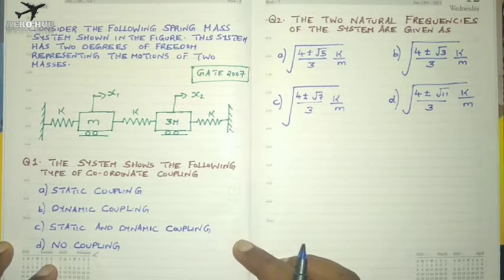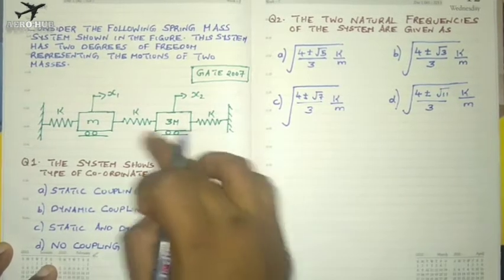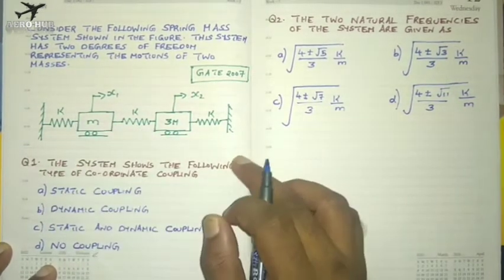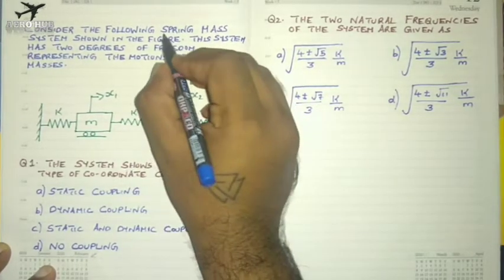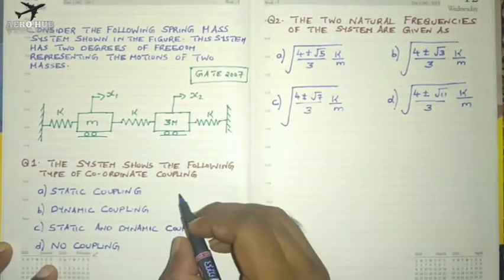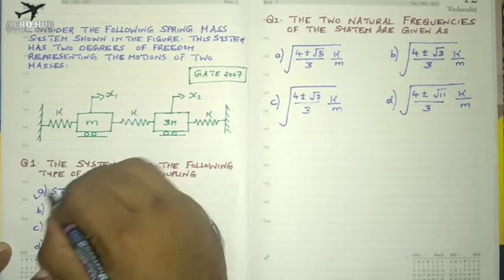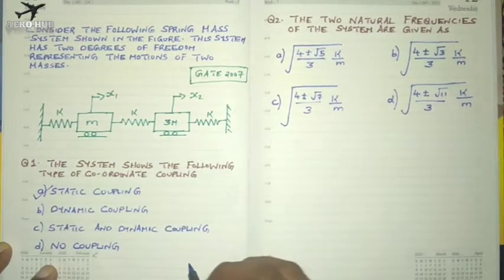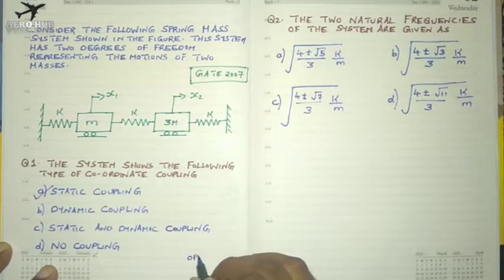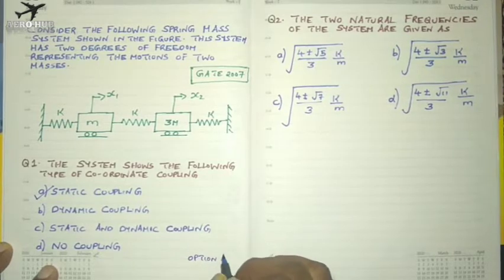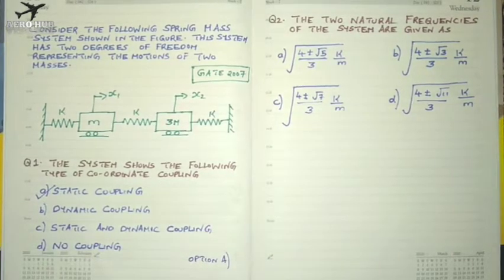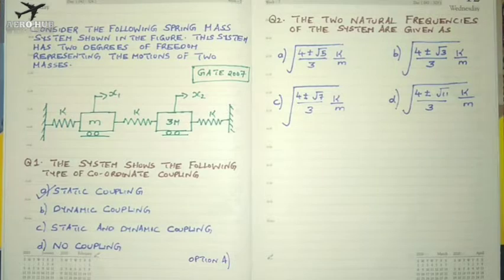We have a system consisting of springs and masses, with k1, k2, k3 equal to k, and m1, m2 equal to m and 3m. For a spring mass system, always remember we have static coupling. So the correct answer is option A, static coupling.